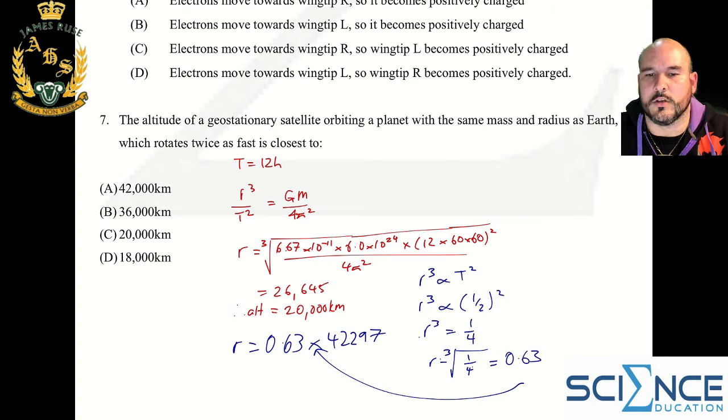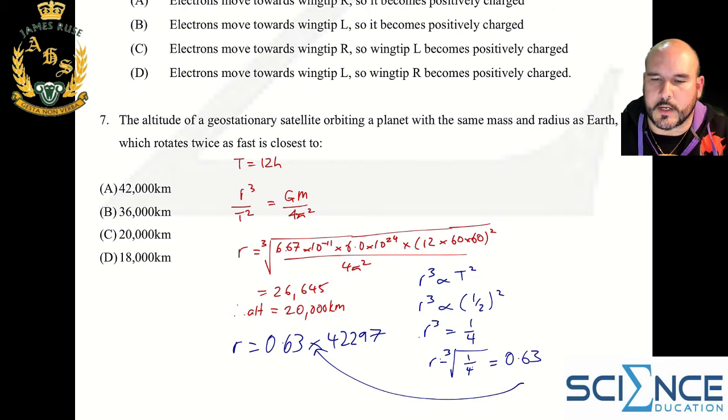So r is the cube root of 6.67 times 10 to the minus 11 times mass times our period in seconds all squared, divided by 4 pi squared. We end up with r is 26645, and then you're like, what the heck, there is no answer of 26645 or anything near that. Because when you reread the question, it says altitude, not orbital radius. So we need to subtract the radius of the Earth. And we end up with around about 20,000 km.